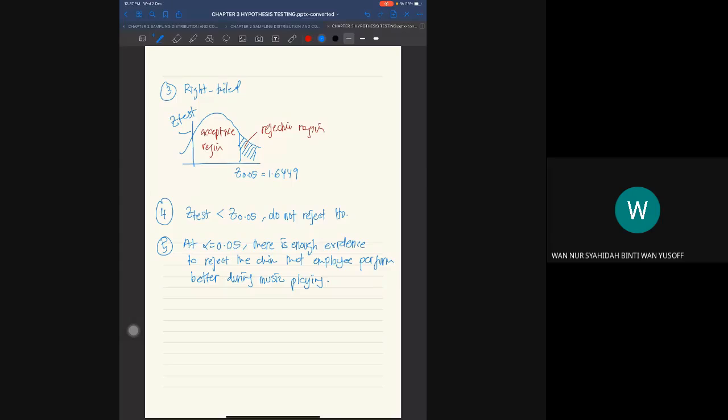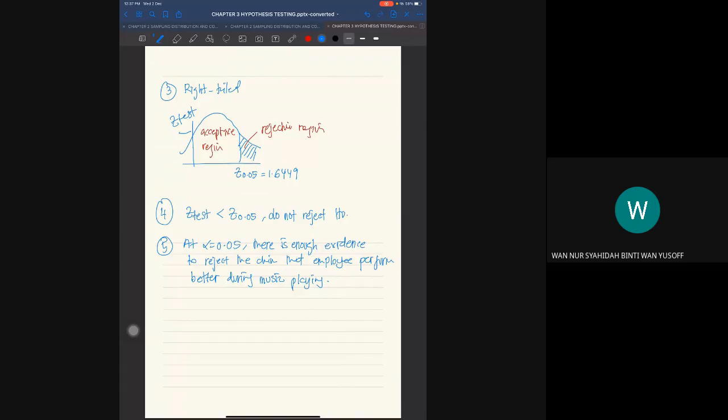You can write: at alpha 0.05, there is not enough evidence to support the claim. Also correct. Or you can write: at alpha 0.05, the claim that employees perform better during music playing is not true. Also correct. You can write anything that you want as long as you support the H null and reject the claim.